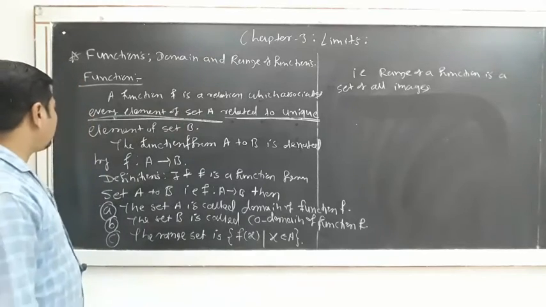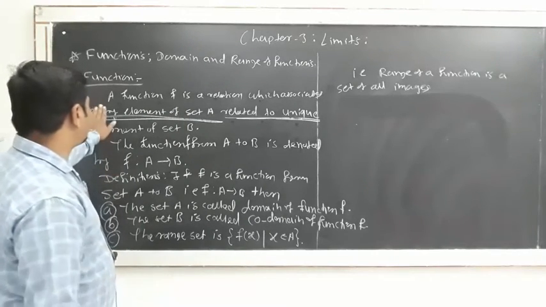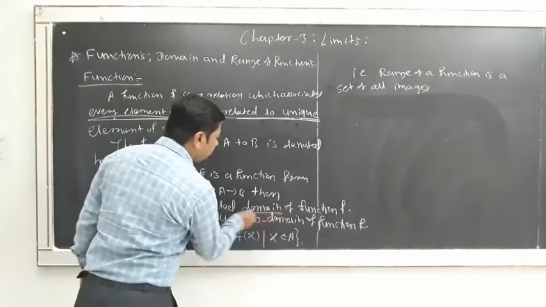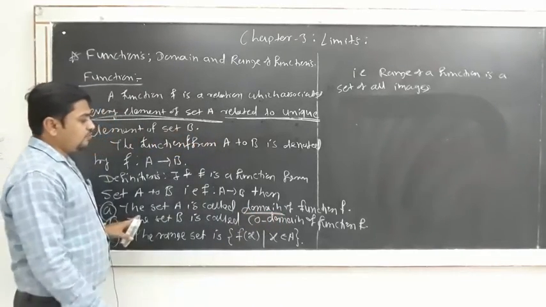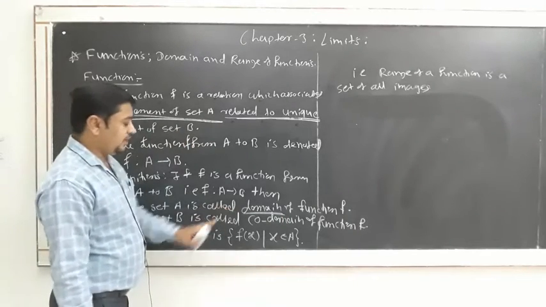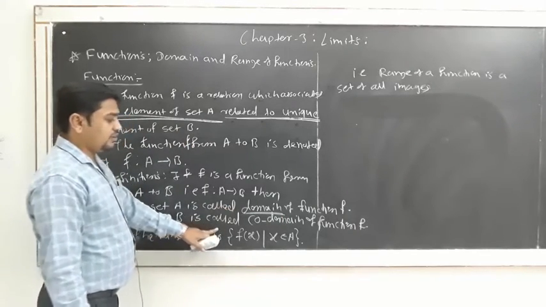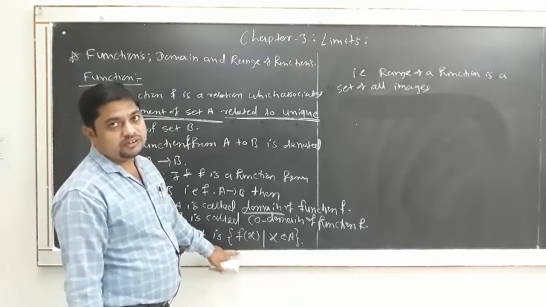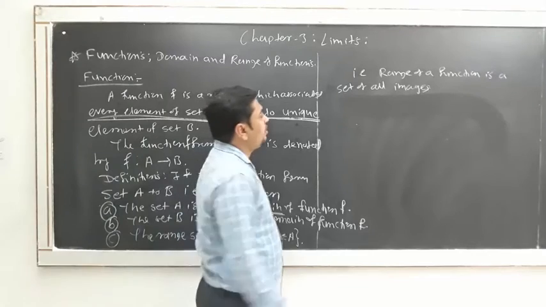So up to this, we defined a function and a domain. Set A is called the domain, then set B is called the codomain, and the range set is the set of all images.